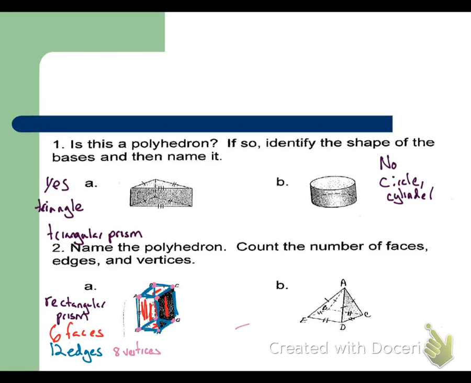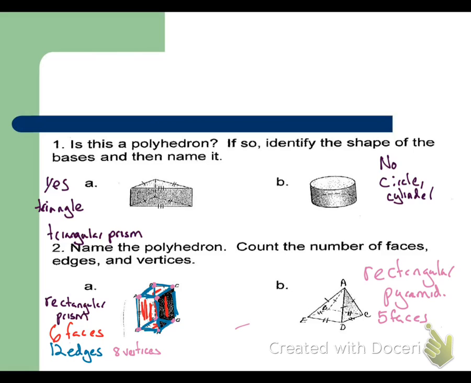What shape is this? It's going to be a pyramid because the sides are triangles. It's going to be a rectangular pyramid because the bottom is a rectangle. So it's a rectangular pyramid. Okay, so she already has it. It has 5 faces.